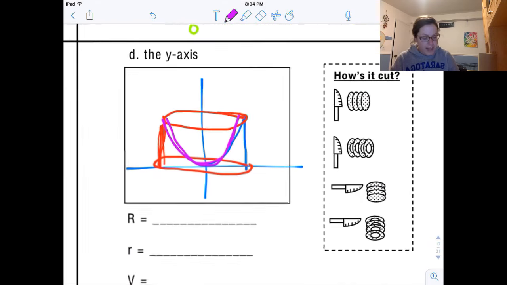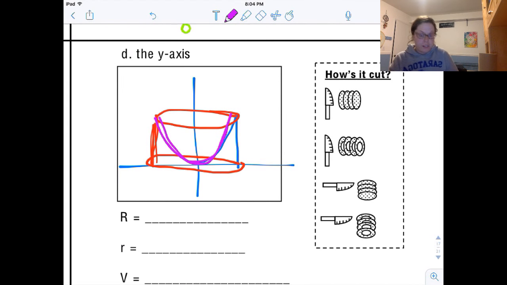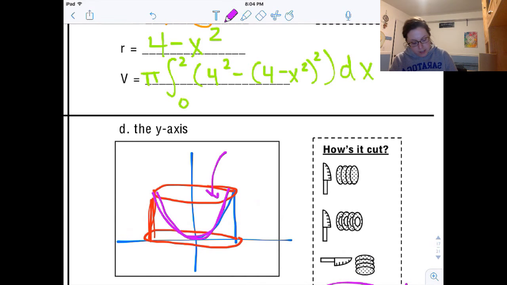But now, to get the washer cross sections, it's going to look like this. I'm going to have to slice it that way, right? So this is dy. So I'm already going to think about the fact here that instead of using x squared, this is going to be x equals the square root of y. Okay, that's going to be important for me here.